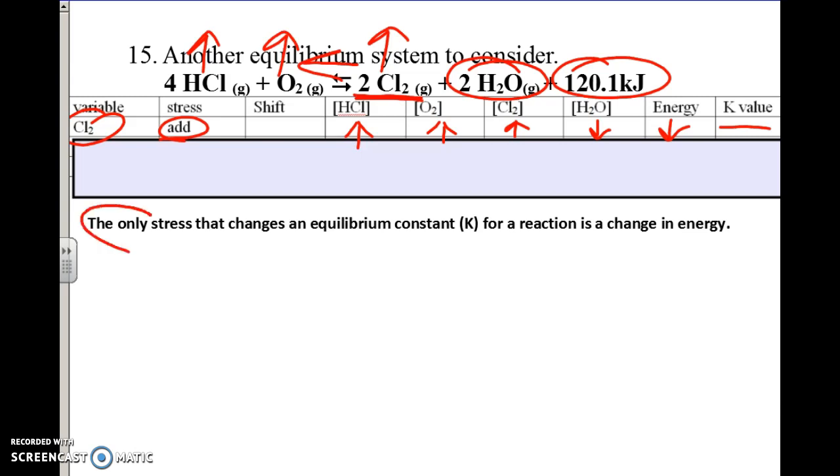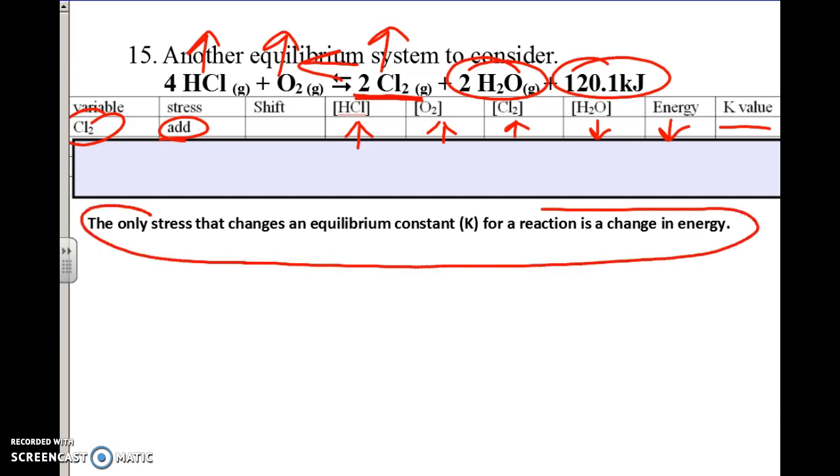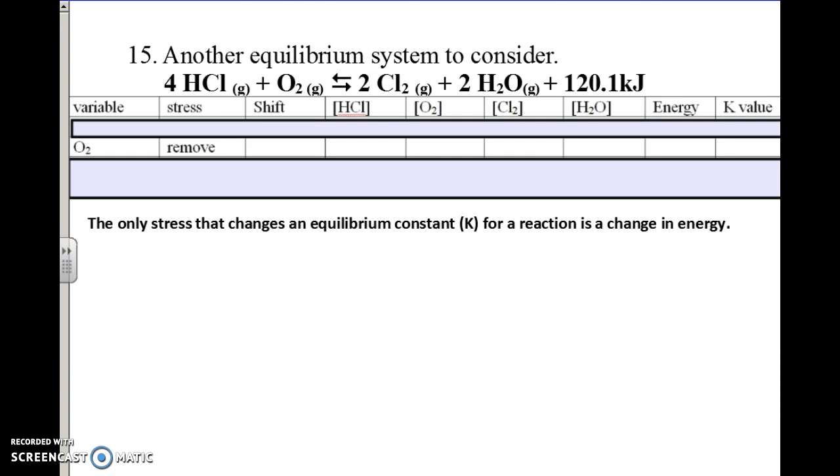Again, right here, the only stress that changes the equilibrium constant is a change in energy. And we are not doing a change in energy to the problem. The change in energy occurs because of the stress that we placed on it. All right, we're going to step down one. At some point in time, you should be trying to do these on your own before you see the answers.